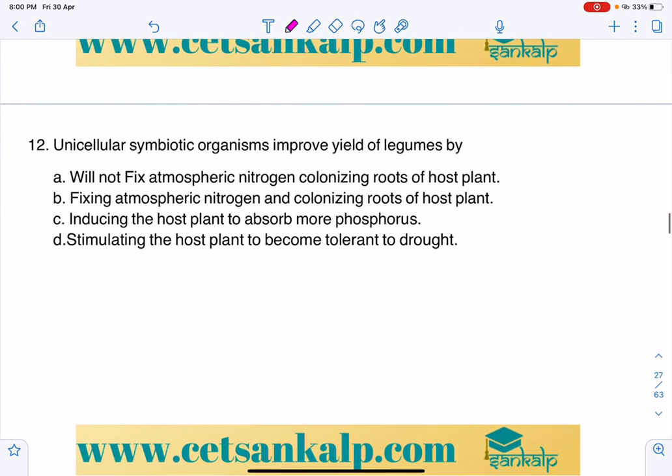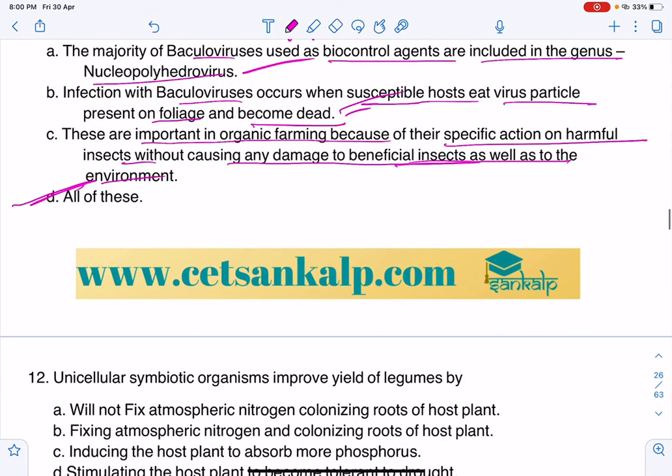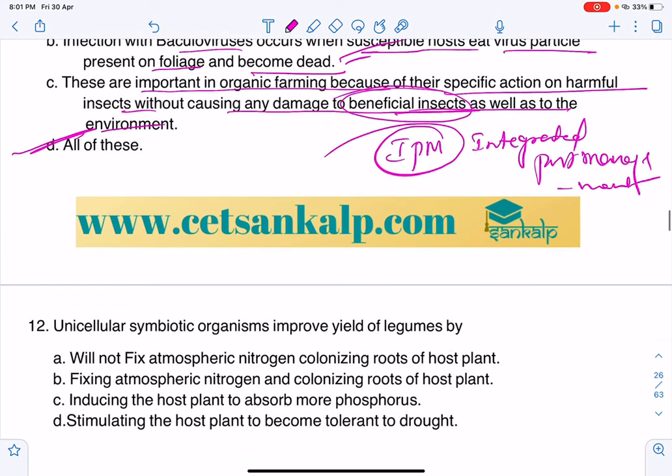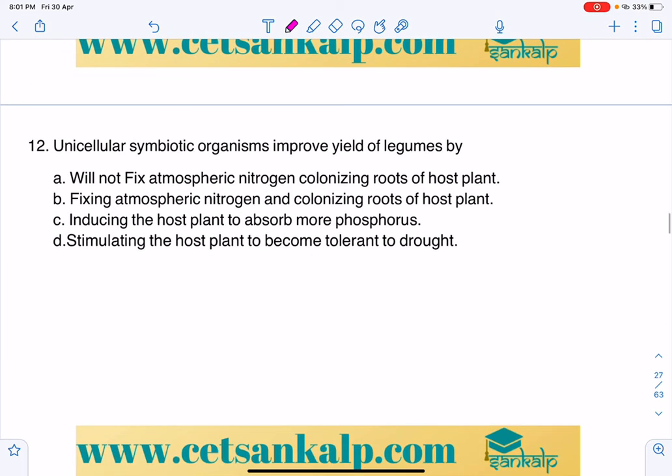So baculoviruses, along with Bt cotton, will be used in integrated pest management, which won't kill beneficial insects. So integrated pest management, right? Without affecting the environment and other hosts and good insects, we are going to kill only harmful insects.